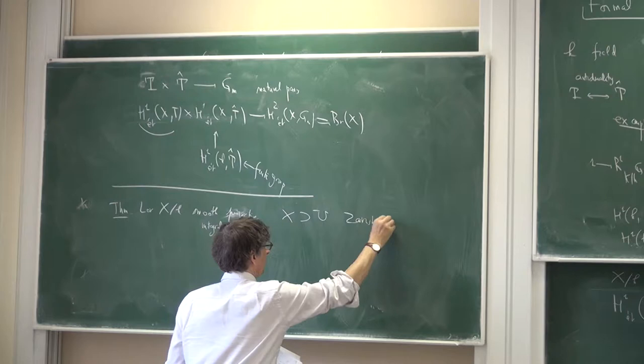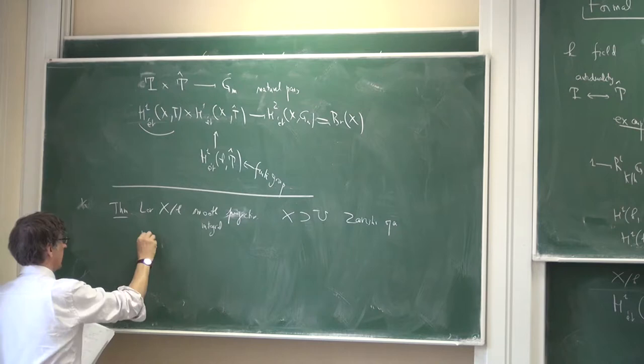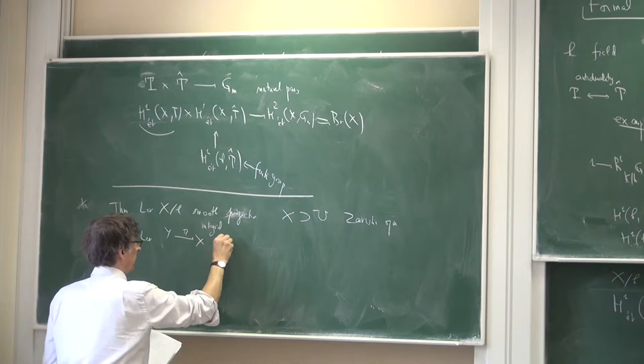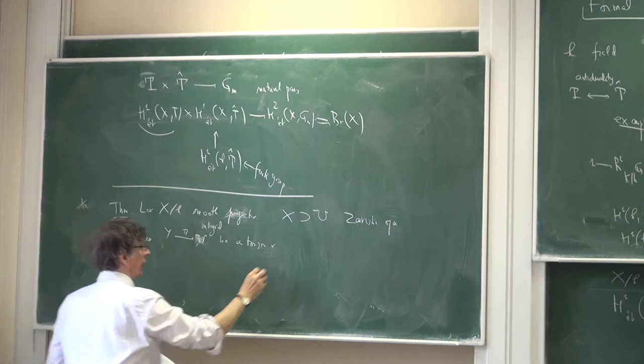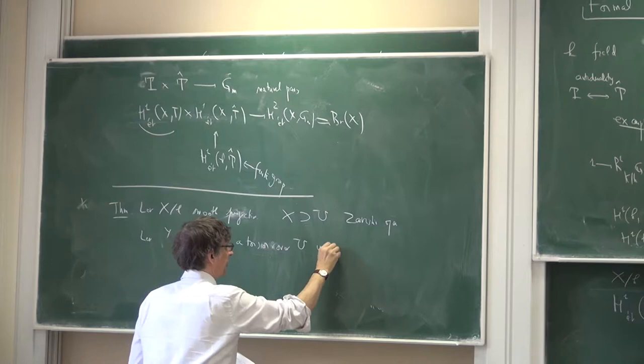And then I take a torsor, let Y goes to X be a torsor over U under a K-torus T, which is given to us.